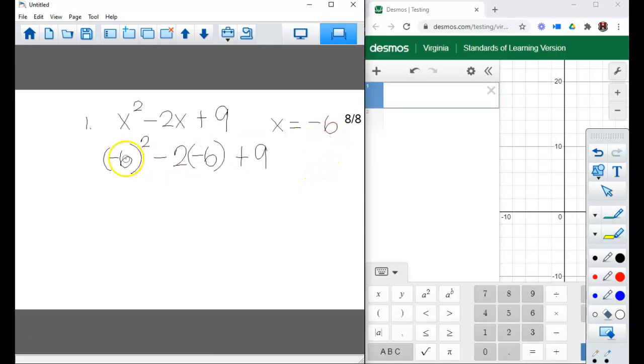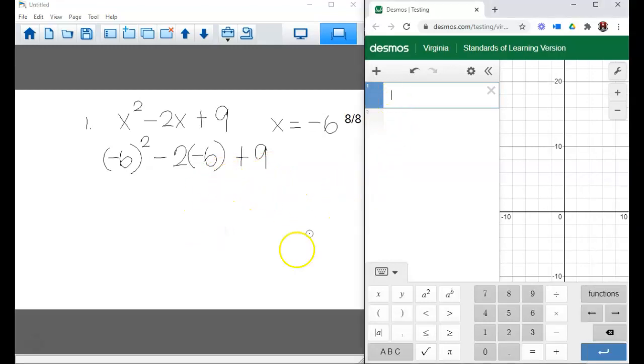So putting negative 6 in for both of these x's, I need to add parentheses here to account for the exponent, and parentheses here to account for the multiplication. Now that you have this written down, and I'm going to want to see that on your paper, you're going to come over here to your Desmos calculator and type that in exactly the way you see it. So you're going to do parentheses, negative 6, close parentheses, and square.